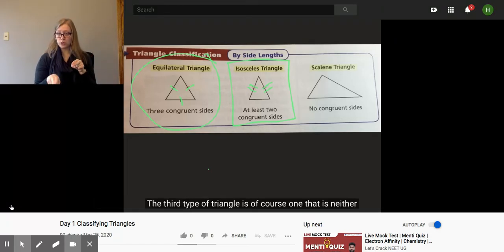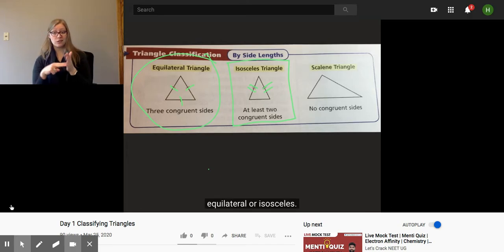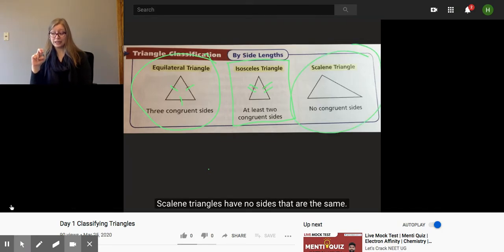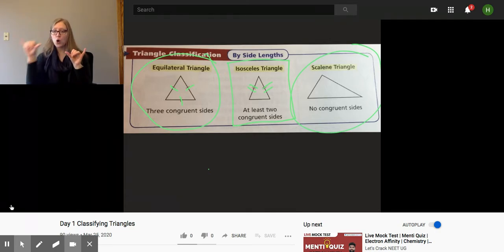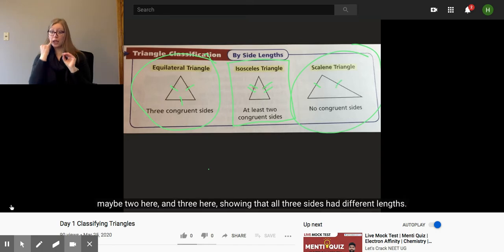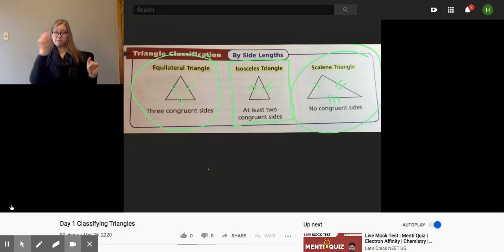The third type of triangle is, of course, one that is neither equilateral or isosceles. It's a scalene triangle. And a scalene triangle means that there are no sides that are congruent. Scalene triangles have no sides that are the same. So if we were going to use tick marks to mark this, we'd put 1 here, maybe 2 here, and 3 here, showing that all three sides had different lengths.